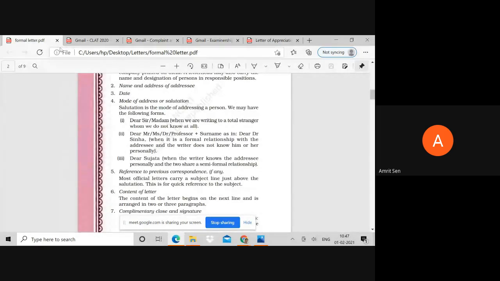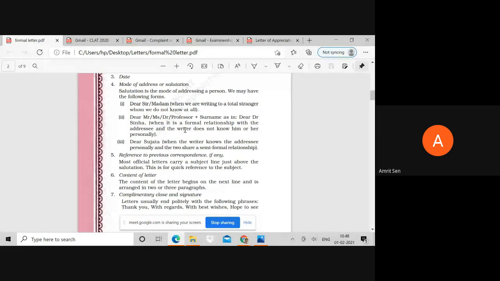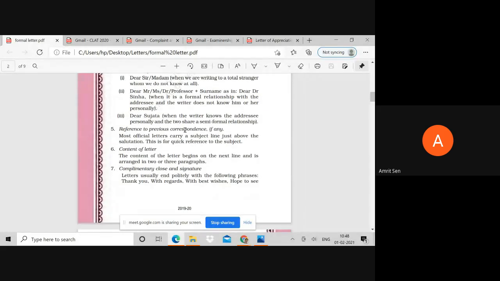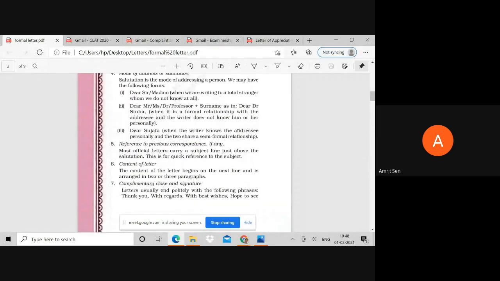So, dear sir, madam is written when we are writing to a total stranger whom we do not know at all, right? Dear Professor or dear Dr. Sinha is written when it is a formal relationship, but the writer does not know him or her personally. But if somebody writes to me saying, dear Amrit, then the writer must know me personally, and the two share a semi-formal relationship. So this is clear. Dear sir, madam, when we are writing to a total stranger. Dear Professor Sen, when it is a formal relationship and the writer does not know the addressee personally. And when they know me personally, and it is a semi-formal relationship, say Topu is addressing me, dear Amrit Da, then you can use the mail address.